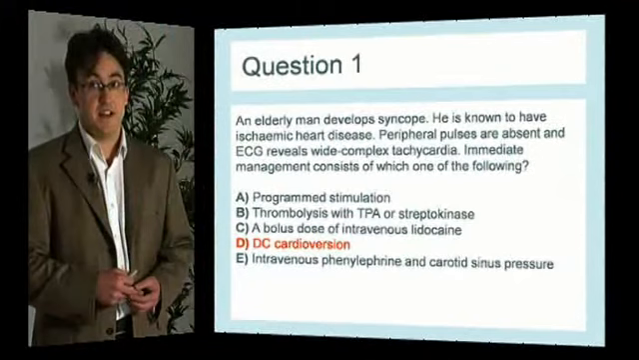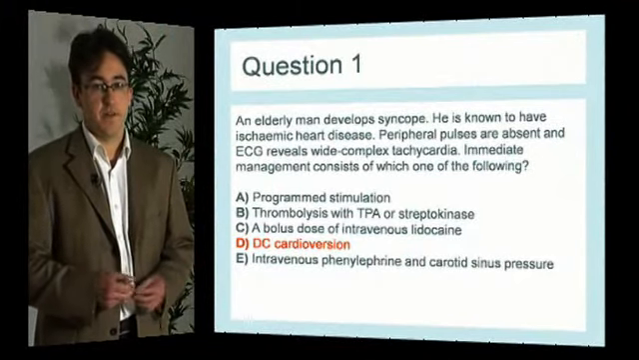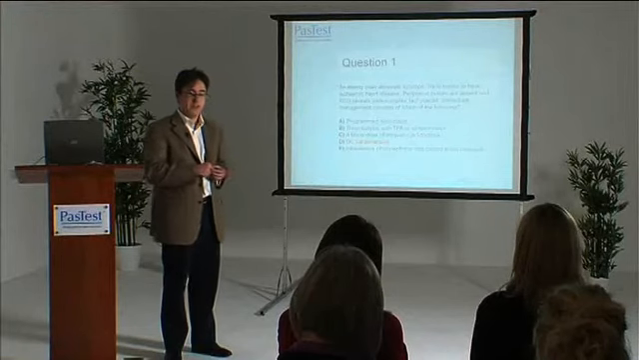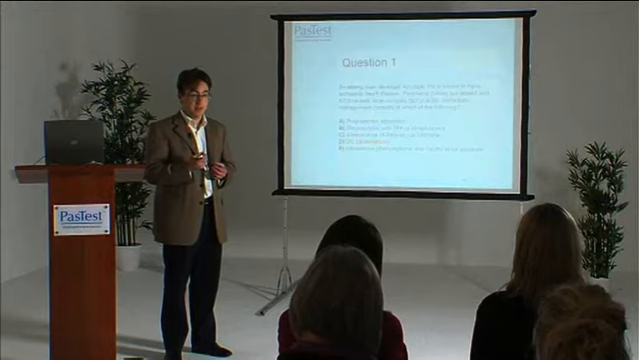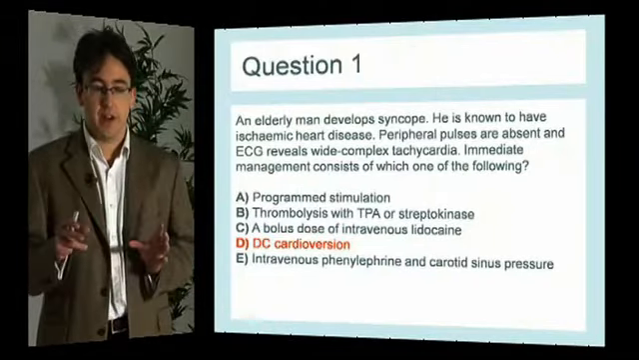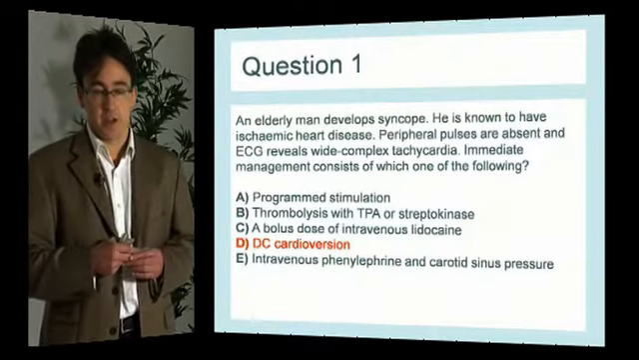If you answered D, DC cardioversion, you're absolutely right. And clearly this is a scenario which one clinically would become very worried about. You've got a patient with an established history of ischemic heart disease, presenting with a broad complex tachycardia, and one would be very suspicious this was ventricular tachycardia. And then the examiners go on to tell you that his blood pressure is low, his pulses are absent. So this is clearly something we need to act on very, very quickly, really independent of the cause.